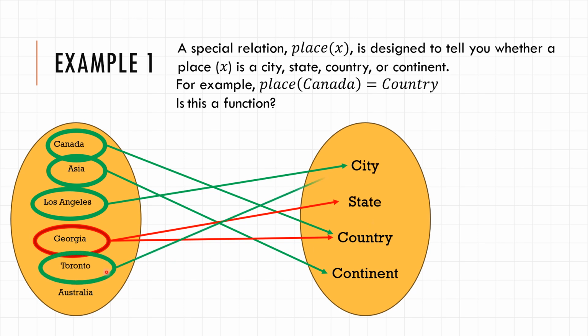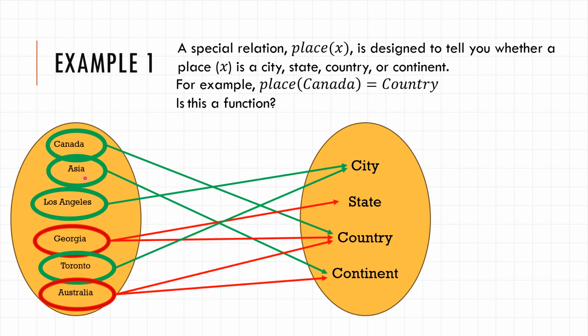If I put in Toronto, that would tell me that's a city. But if I put in something like Australia, similar to Georgia, there are actually two answers. Australia is both a country and the name of that continent. So that's what would make this not a function, because Georgia and Australia have two outputs for just one input. If you're asking what is Georgia, there are two answers. It's either a state or it's a country, depending on which one you're talking about.